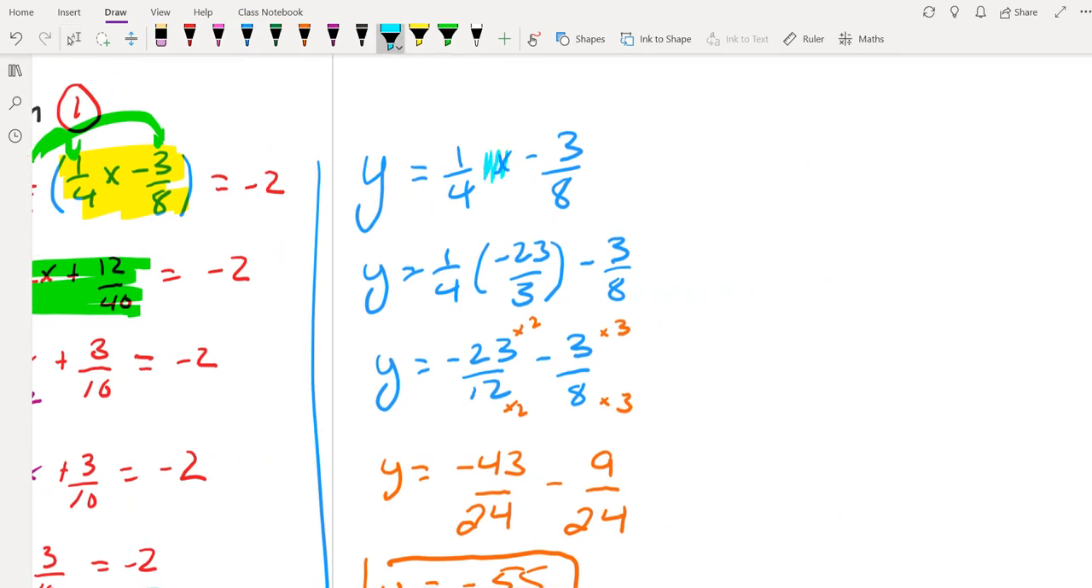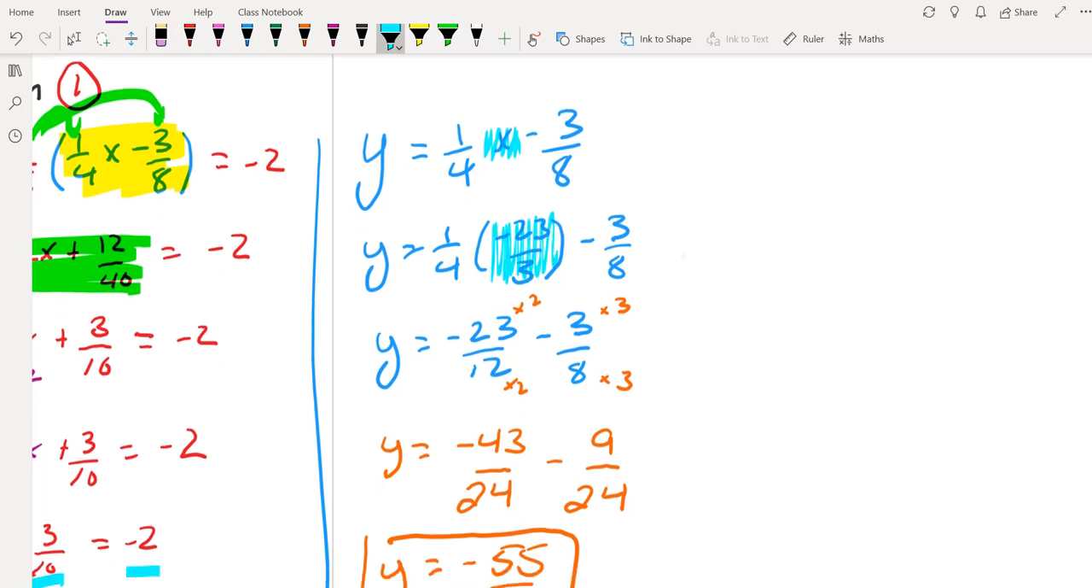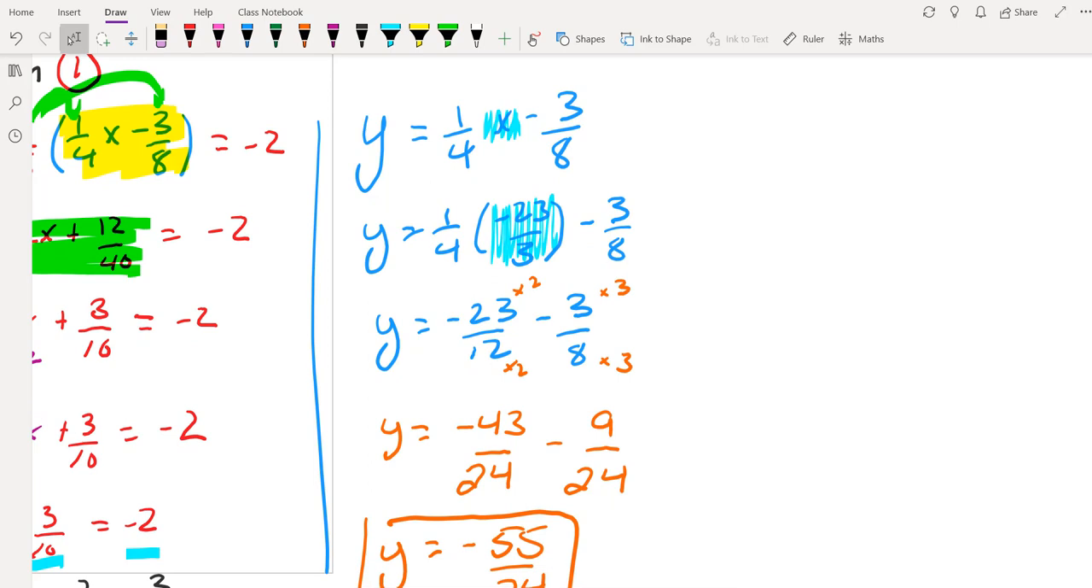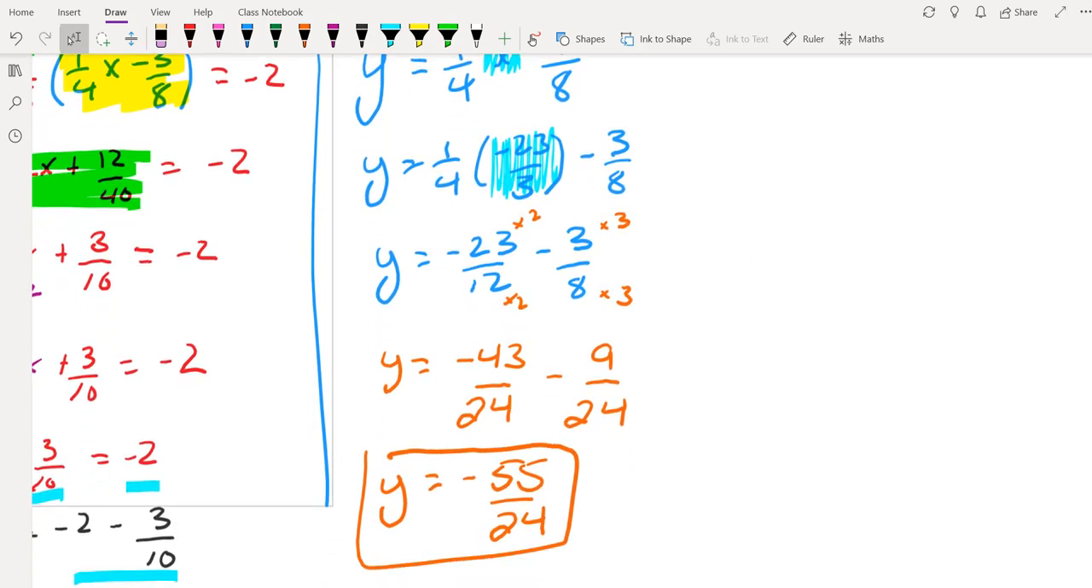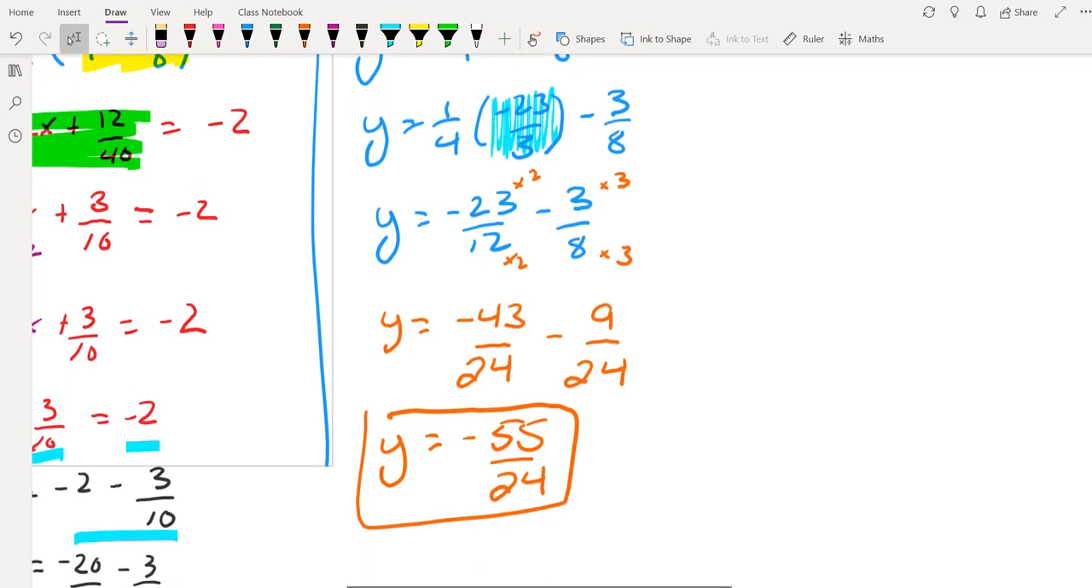So where we see the x, we replace it with the negative 23 over 3. Then we simply multiply the numbers together and we collect our like terms, right? So we need a common denominator, so that in this case would be 24. And we have our two fractions, ends up being y is equal to negative 55 over 24.